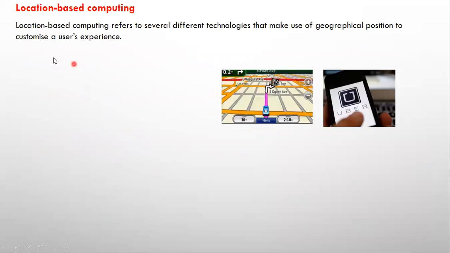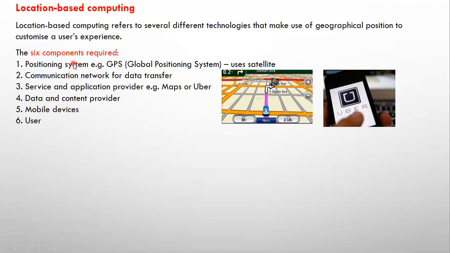Location-based computing. Now, location-based computing refers to several different technologies that make use of geographical position to customize a user's experience. Simply put, it works with GPS technology. For example, you use Google Maps to find locations. You're able to use Uber, which is software that allows you to hire transport. All that is based on location. It is location-based computing.